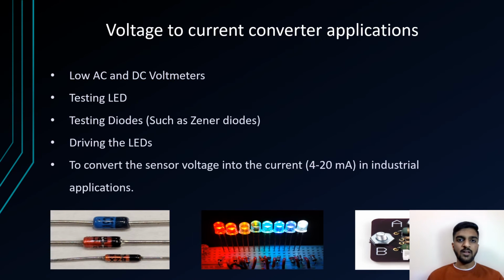Now let us take a look at the applications of voltage to current converters. There are many applications of voltage to current converters. A few of them are low AC and DC voltmeters, testing LEDs, testing diodes, it may be Zener diode, driving the LEDs, and the last application is to convert the sensor voltage into current in industrial applications.